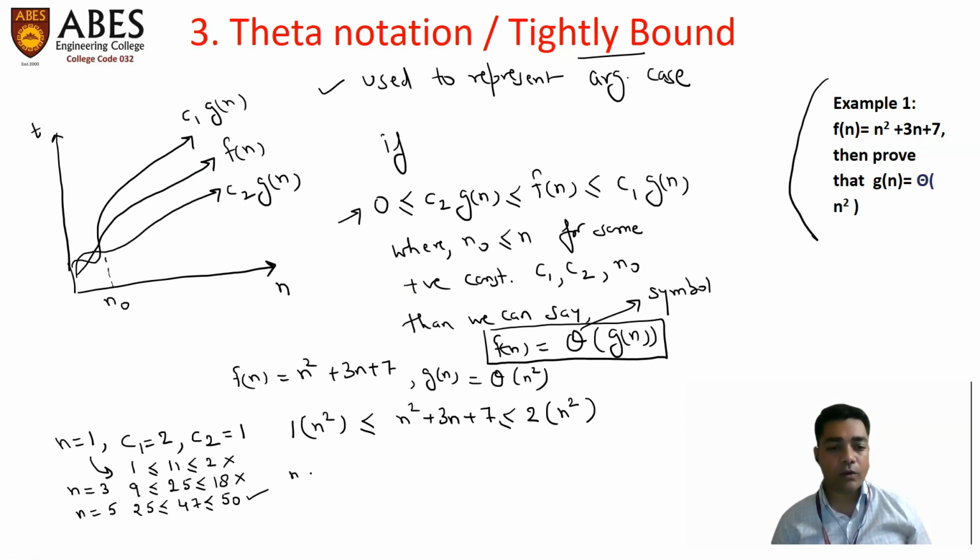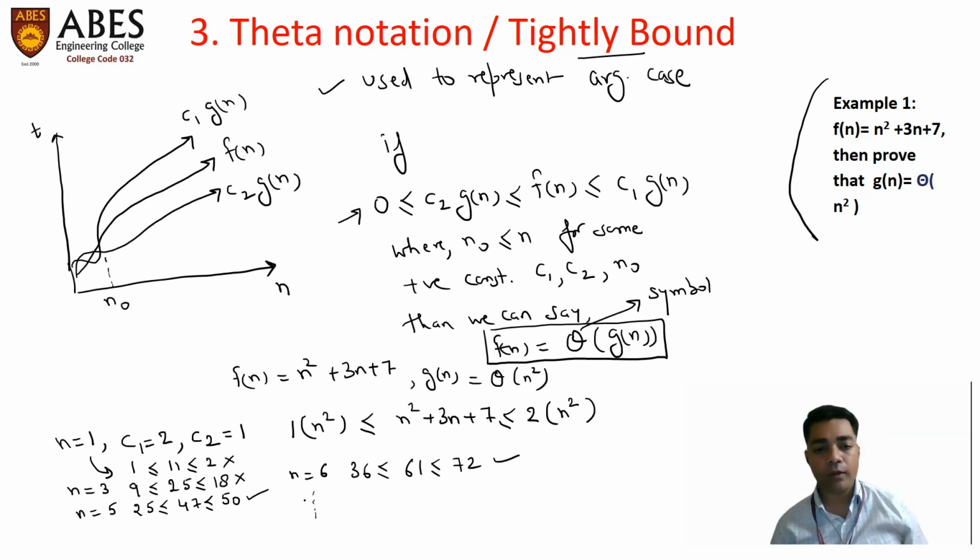Just try it for n equal to 6 also. So this becomes 36 less than or equal to 36 plus 18, 54 plus 7, 61. I think I am correct. Then 36 into 2 is 72. Yes, so we are getting the correct values now. After n equal to 5 and onward, we are getting the correct value, because for every value after n equal to 5 it is correct. So we can say f(n) is equal to theta of g(n), which is n square.